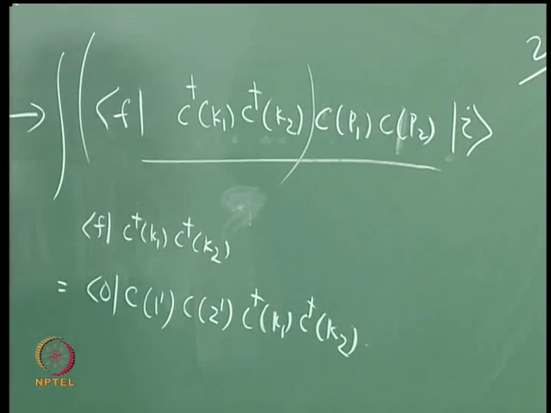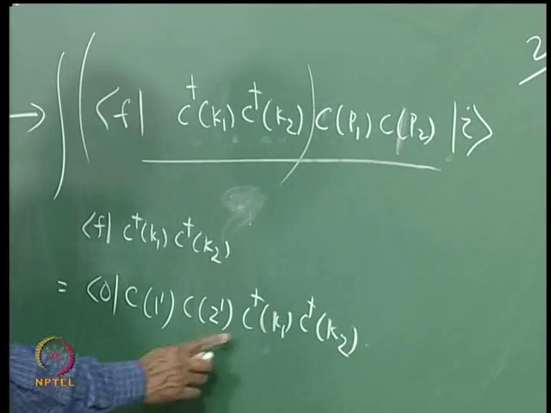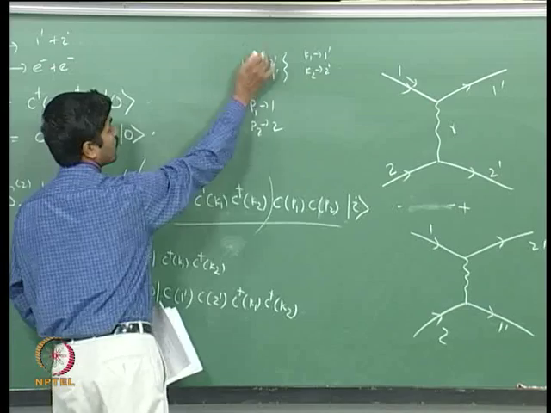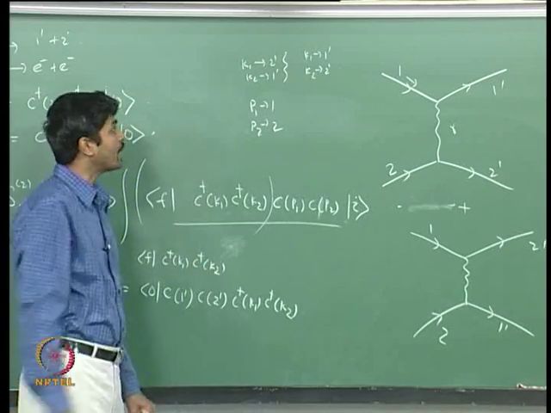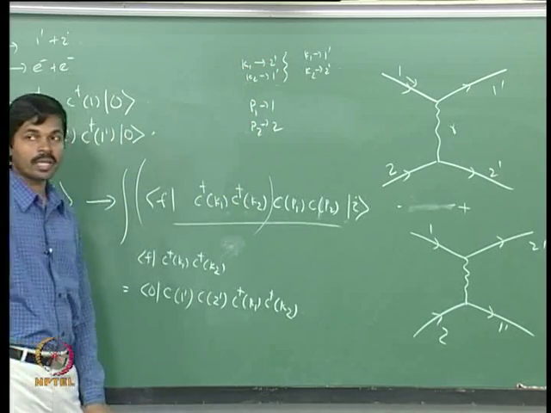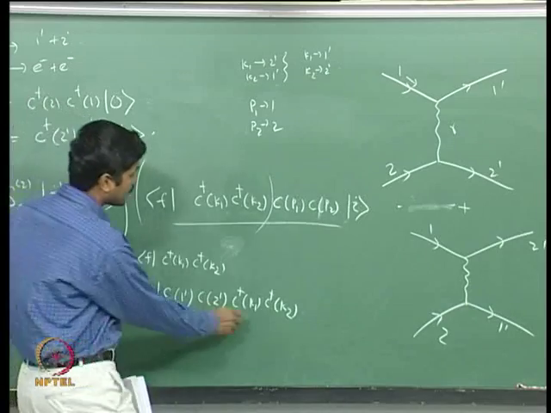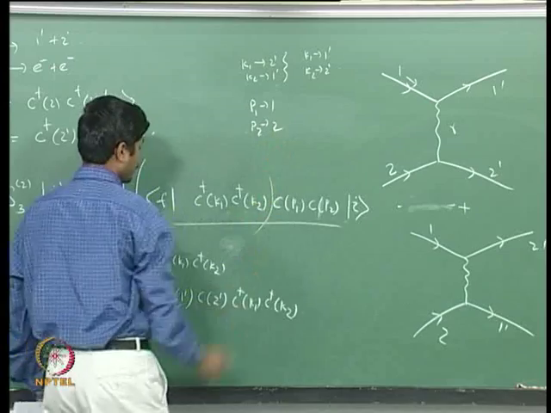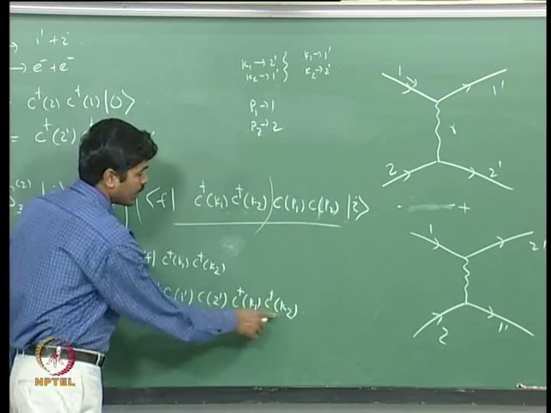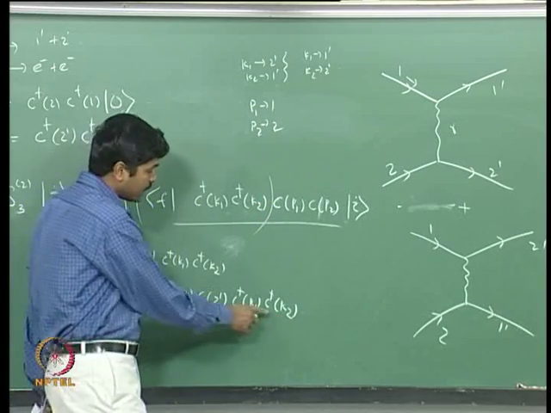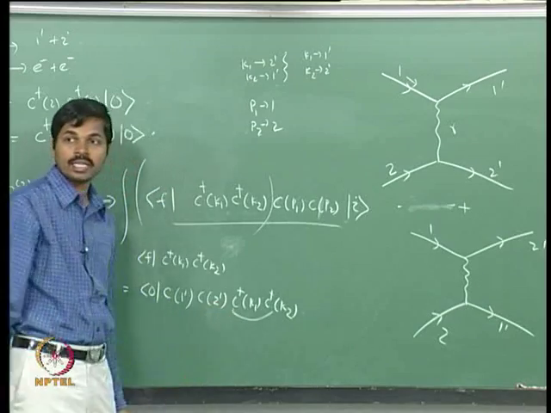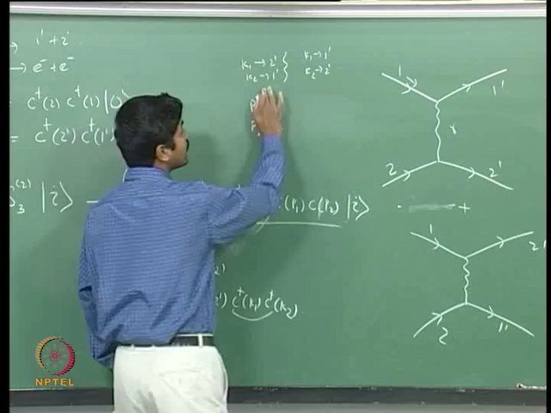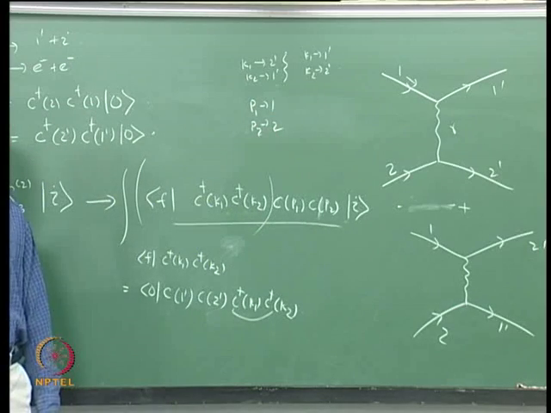So therefore, if k2 is equal to 1 prime, whatever contribution it will give for this process when k1 is equal to 2 prime and k2 equal to 1 prime, because these operators anti-commute, if you consider this process where k1 is 1 prime and k2 is 2 prime, then this operator needs to move to this side, and then you consider the anti-commutation. So therefore, there is a relative minus sign for these things.